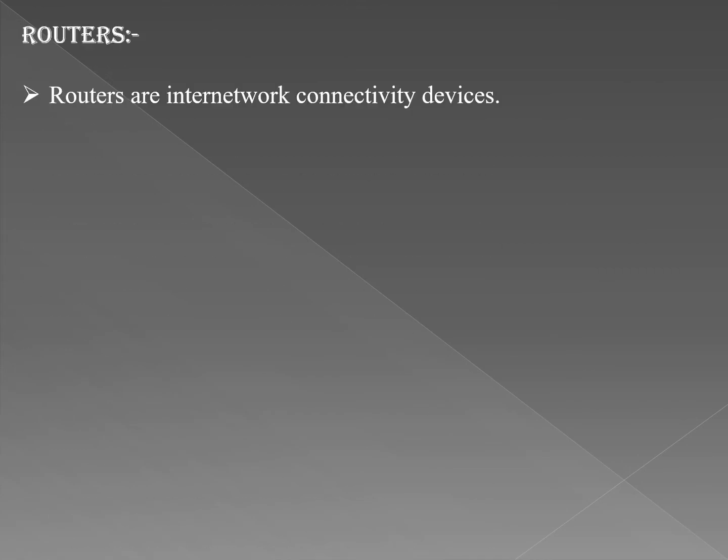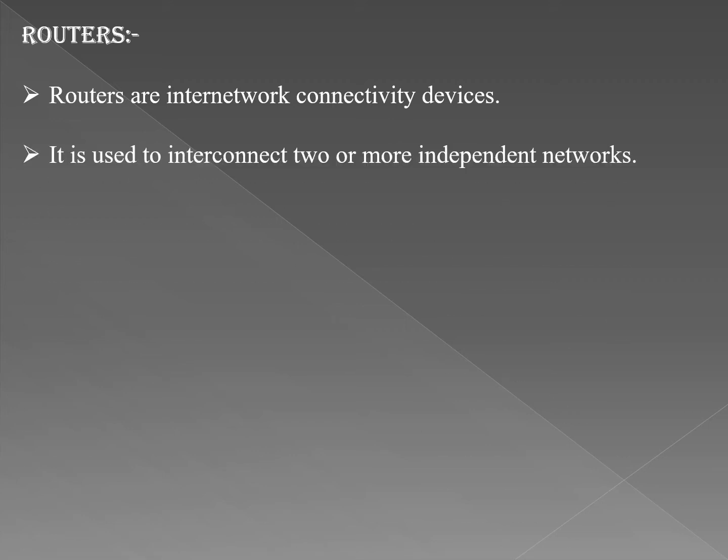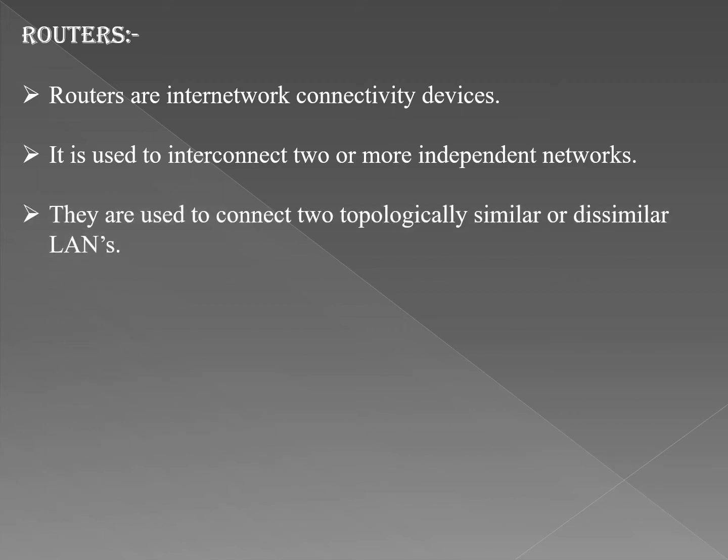Let's learn about routers. Routers are inter-network connectivity devices. You can see many computers connected together to expand the network. It is used to interconnect two or more independent networks. It can be a LAN or a WAN. Mostly it will be LANs, so that we can interconnect many LANs together. They are independent; they don't depend on each other. They are used to connect two topologies, similar or dissimilar LANs. The topologies used for the construction of the LAN can be similar or dissimilar.